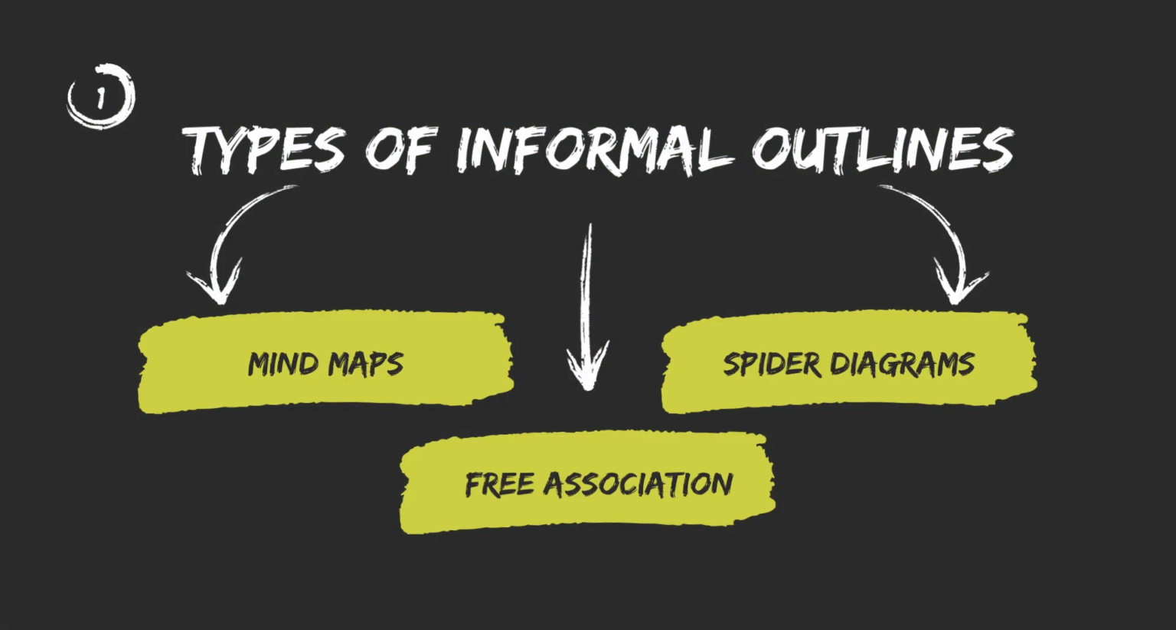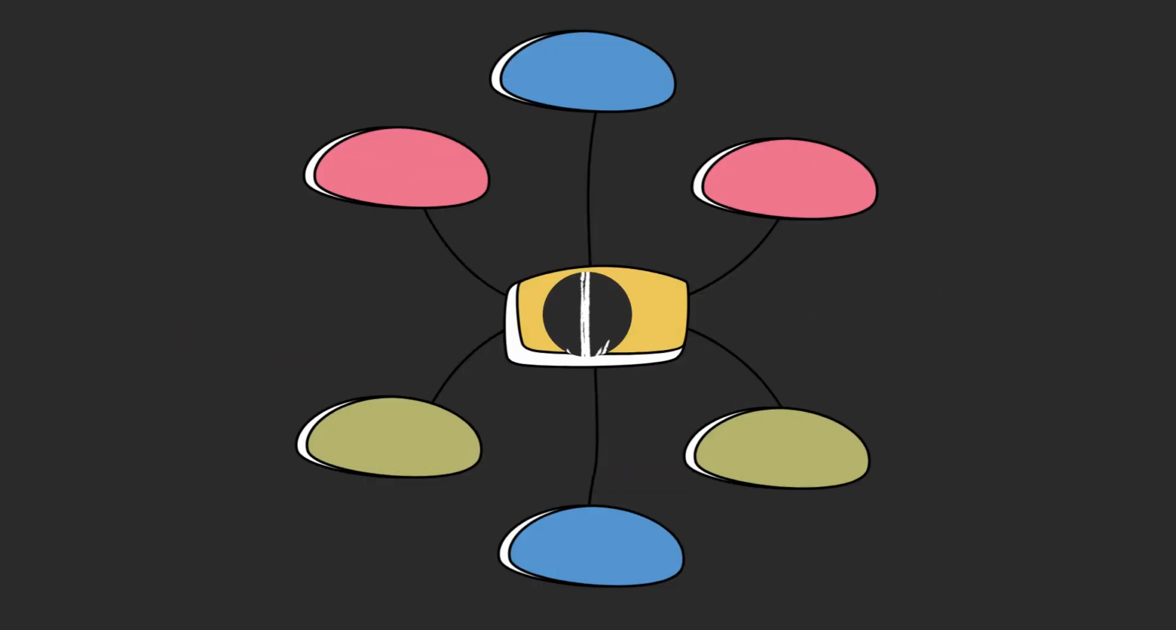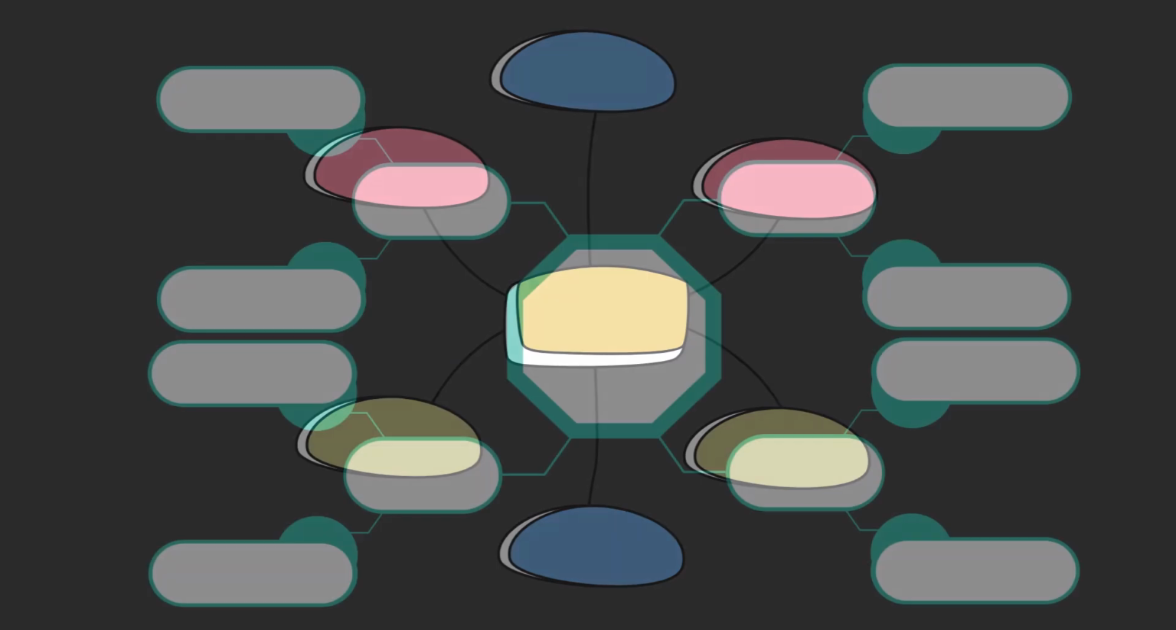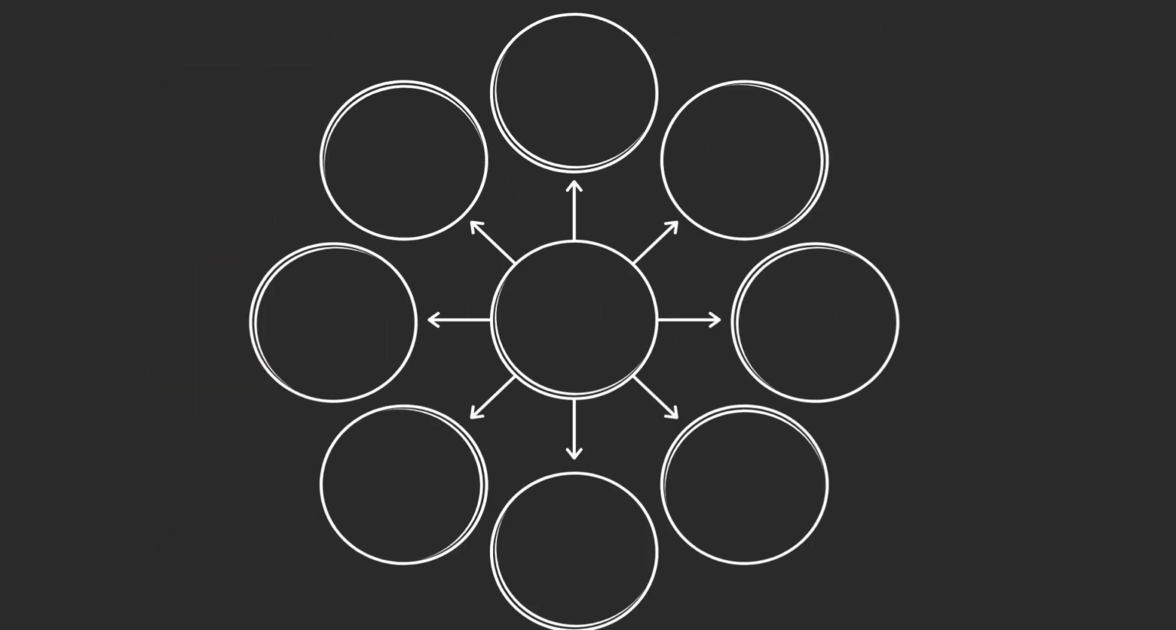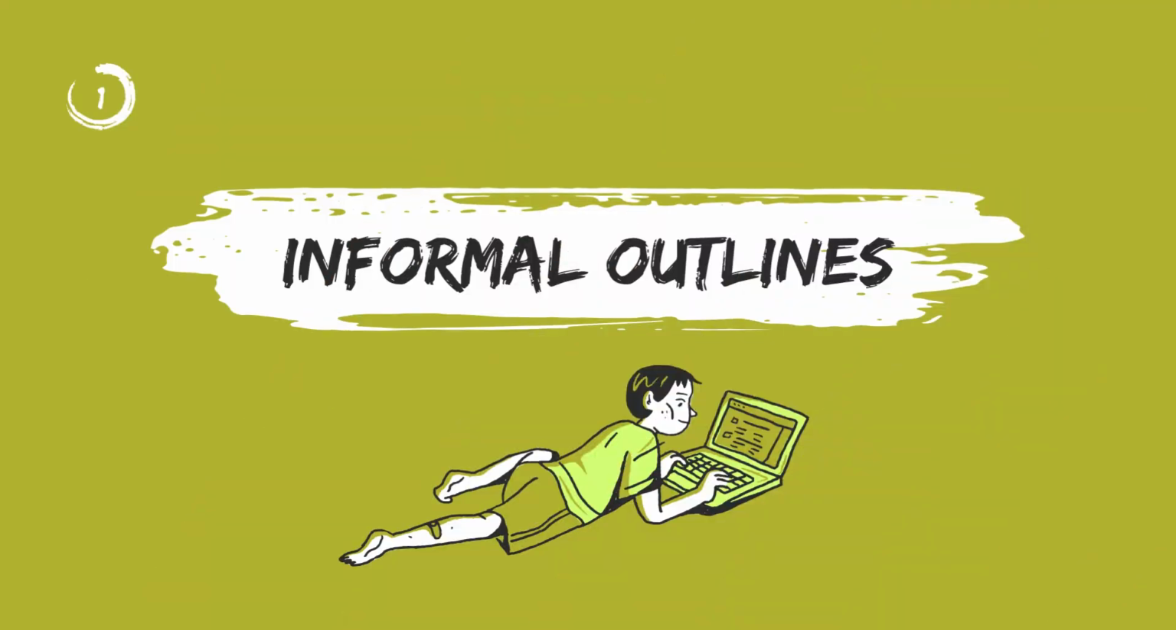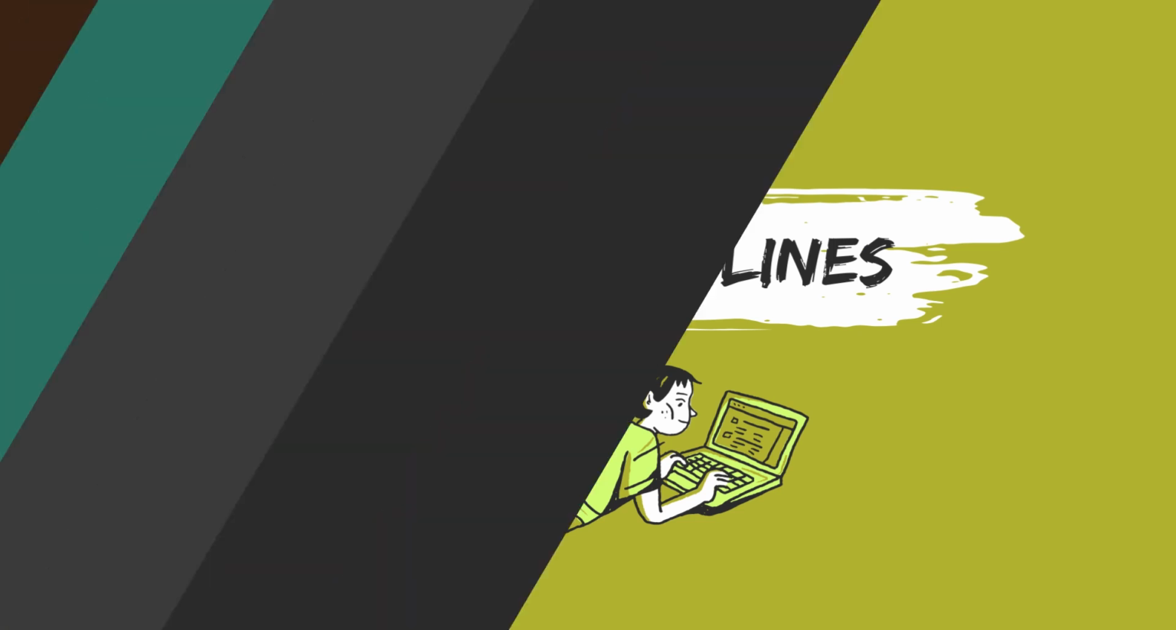Sometimes you might have heard them called mind maps or spider diagrams or even a free association activity. So you can see here are some examples of what mind maps or spider diagrams look like. If you need help figuring out exactly what you want to write about, or you need to expand on some of your topics, then mind maps, free association, and spider diagrams are definitely something that you should be using in your writing. Not everyone uses informal outlines in their writing, and that's okay, but some people really need them.